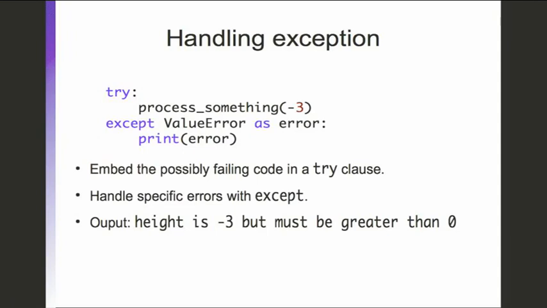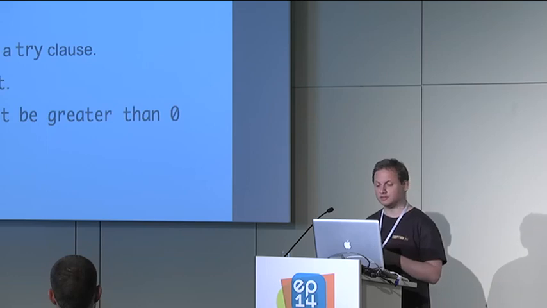What can I do once an exception is raised? Well, I can handle it using the except clause. In this case, I try my routine, pass an invalid value, get an exception, and if I print the exception, I get the error message on the screen. In this case, I would get the result, height is -3, but must be greater than zero.